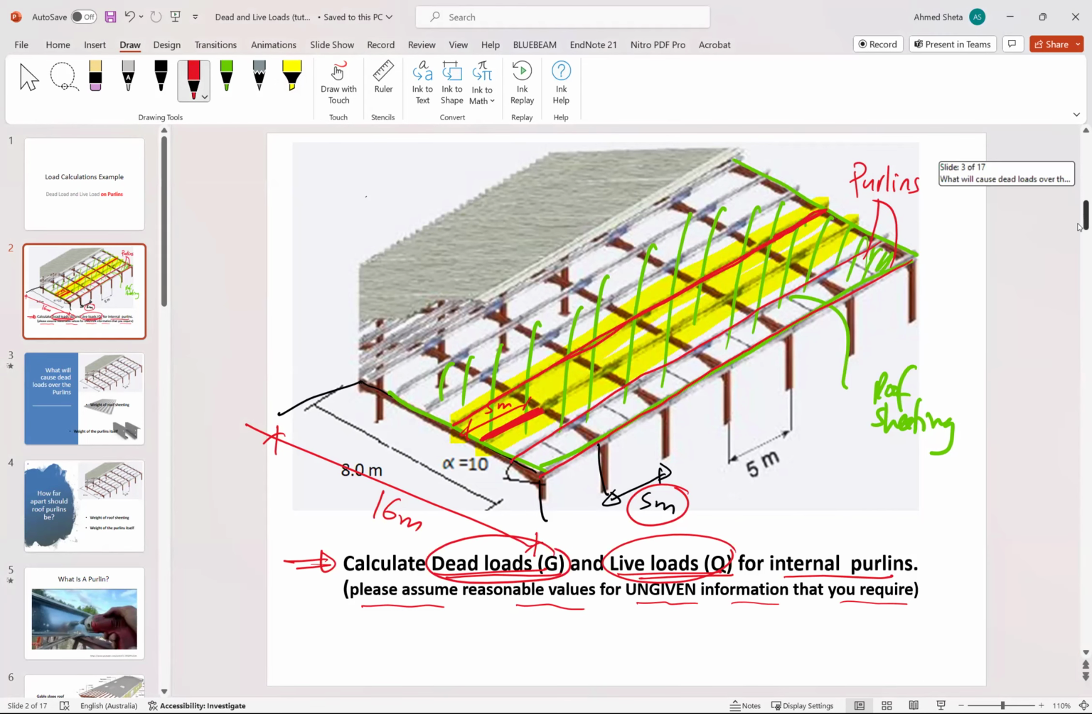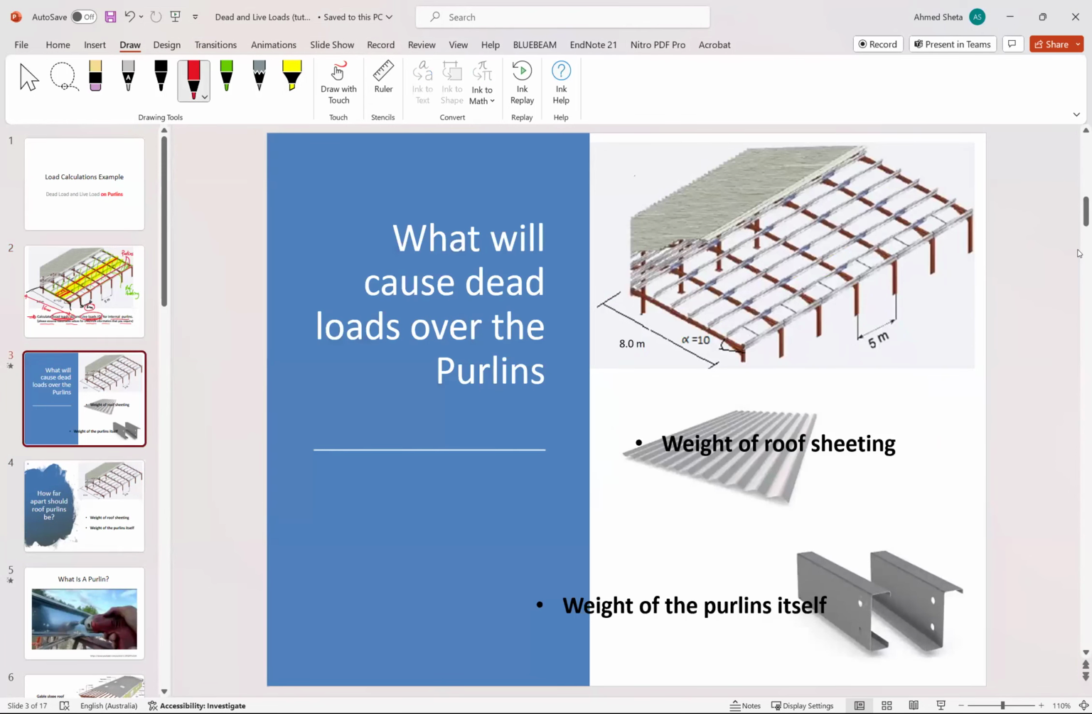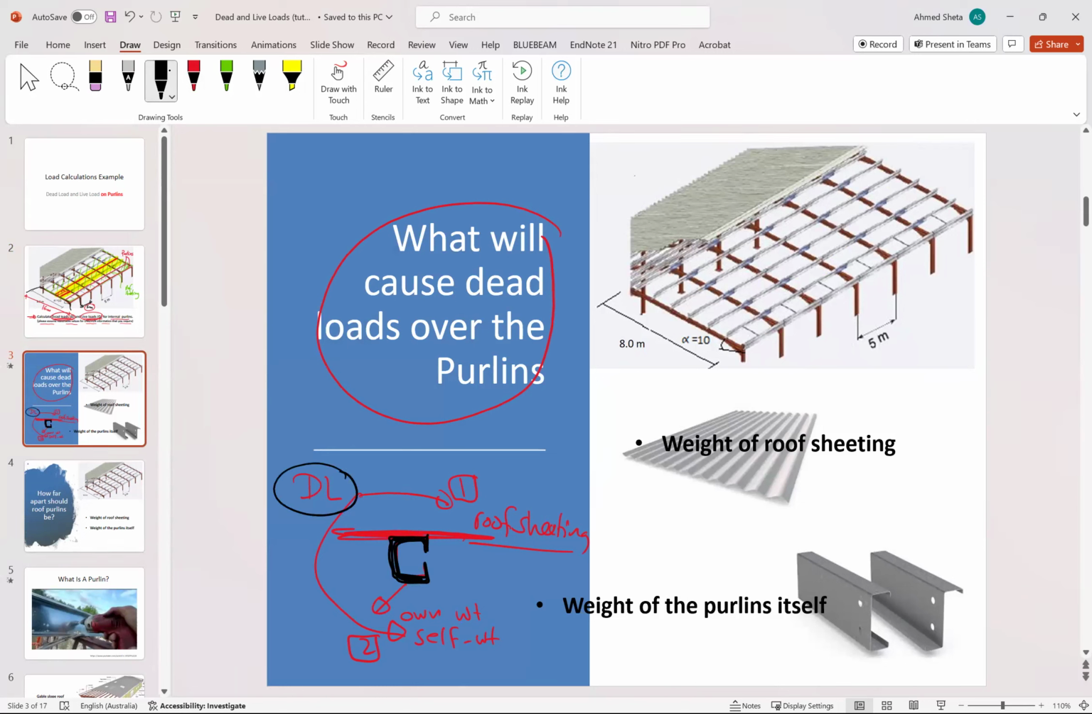So now we need to start. What weights do you expect as dead load on the purlin? The purlin will carry its own weight. So this is the purlin. It will carry its own weight or self weight. And on top of the purlin, we have the roof sheeting. So what are the components of dead load on the purlin? First component is roof sheeting. Second component is the self weight of the purlin. And these are the two components of dead load. Okay. So we have the weight of roof sheeting and the self weight of the purlin.